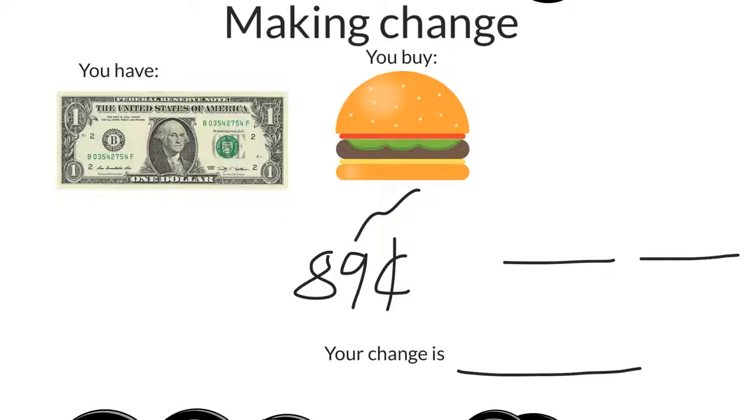So it's set up for how much money that you have. You're going to be buying something and we're going to be counting on from the total price to get back to the money that we have.